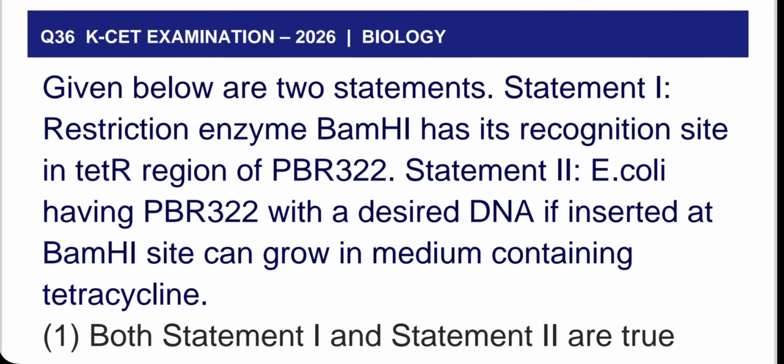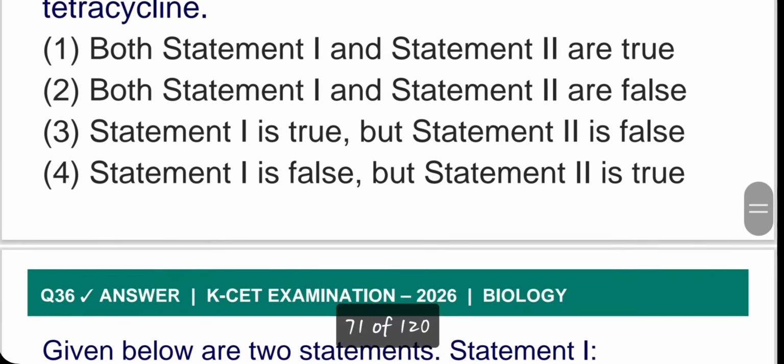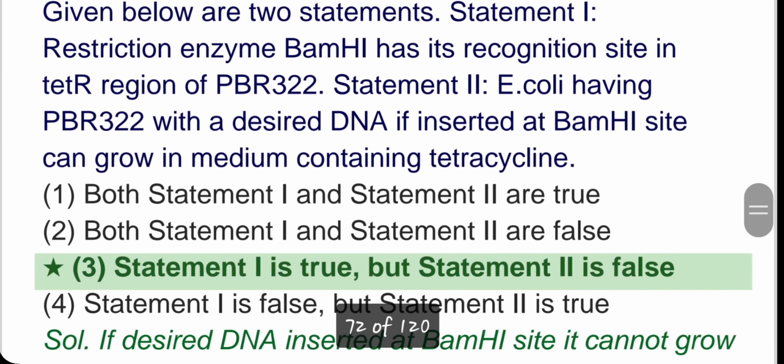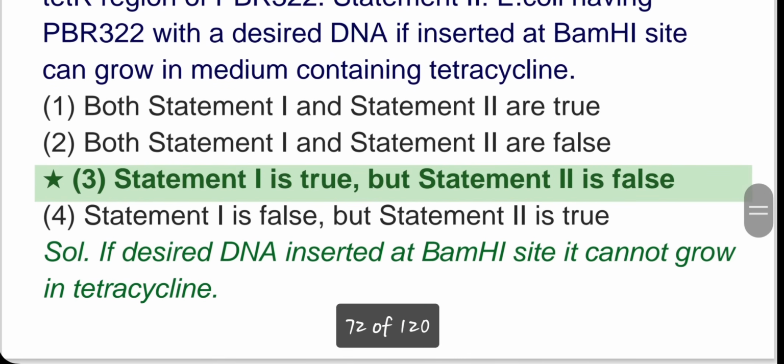So whenever we grow them in a medium containing tetracycline, the E. coli will be killed. It is not going to grow in a medium containing tetracycline, it dies in that medium. So statement 1 is true but statement 2 is false. If desired DNA is inserted at the BamHI site, it cannot grow in tetracycline.